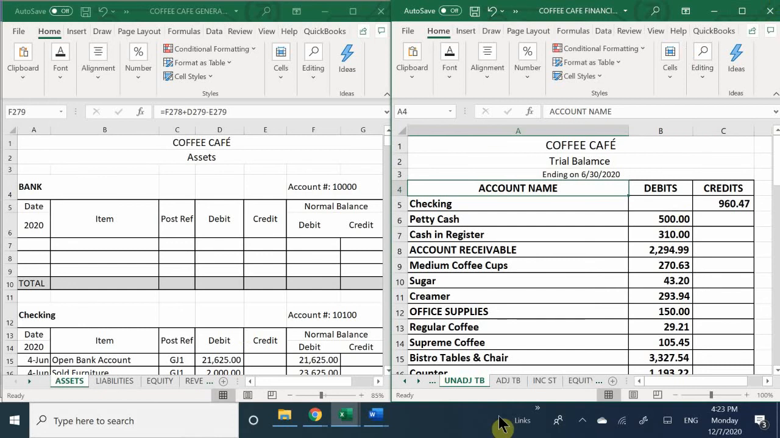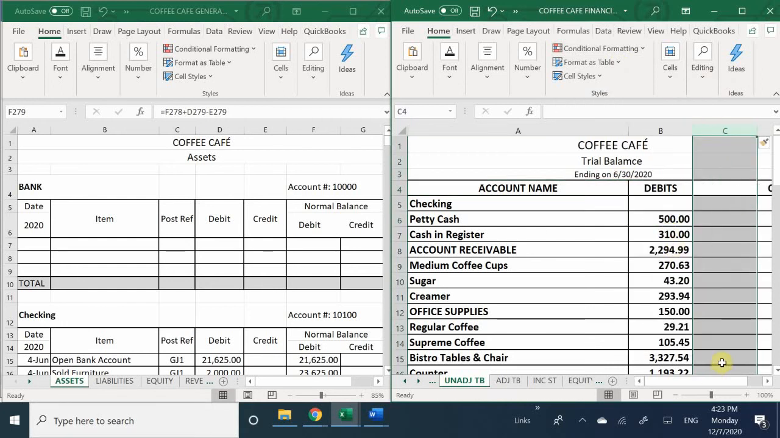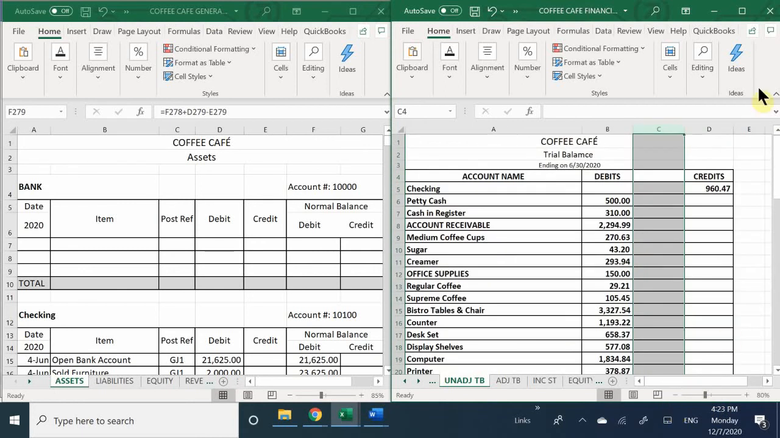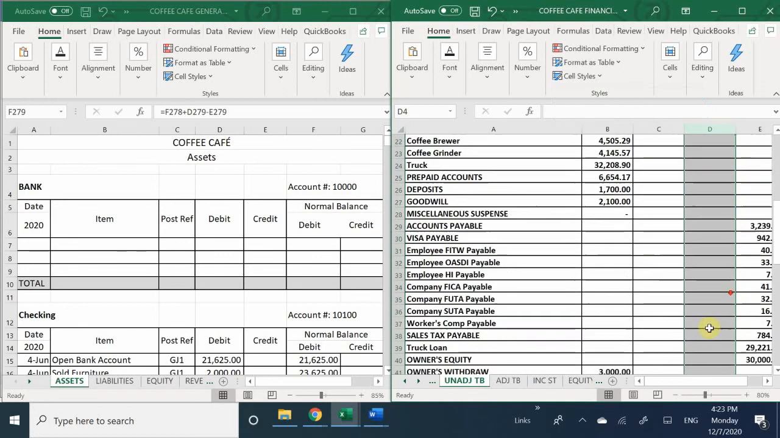For this one, I'm going to add an extra challenge for you guys. I want you to complete this using only the main accounts. So I'm going to insert a few columns in here.